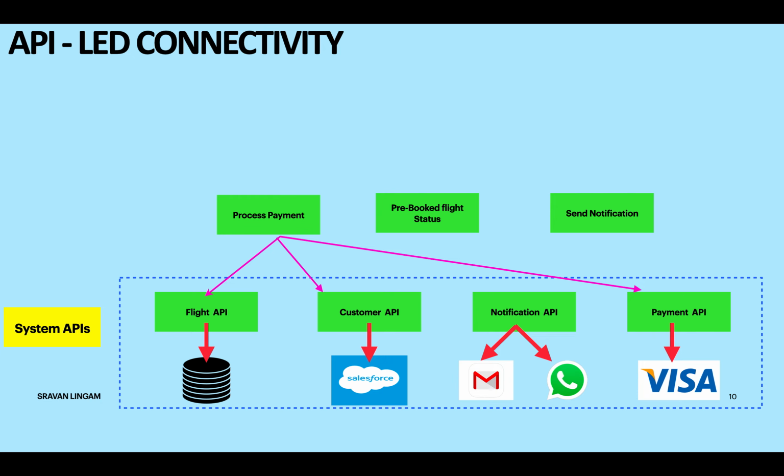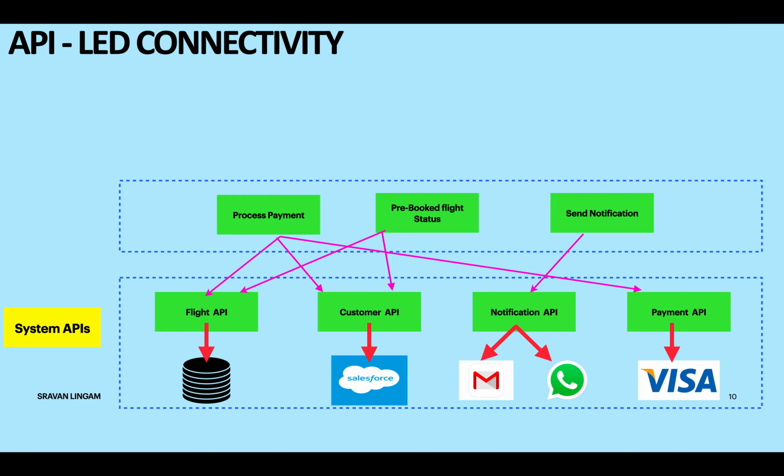Similarly, for example, you want to get the flight status of an already booked flight. You will have to get the flight information, and you need customer information again, and to send the notification you can use the notification API, WhatsApp or Gmail, right? So what you are doing in this layer, all this process we call process APIs, that's why it is process, right? You are connecting to more than one system here, just to serve a business use case, a business purpose.